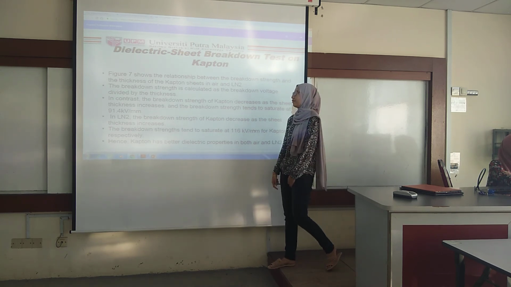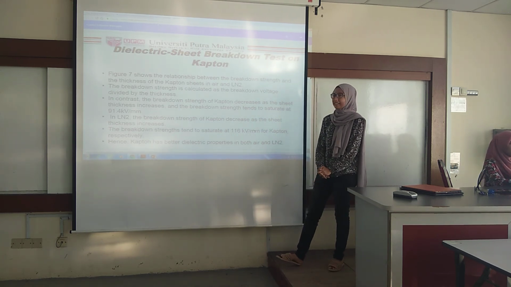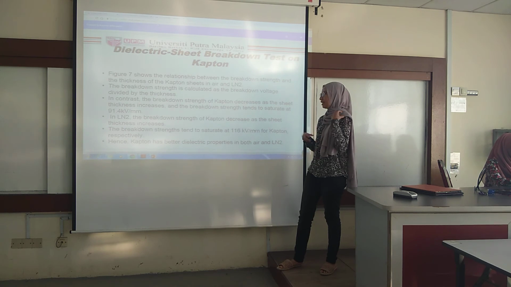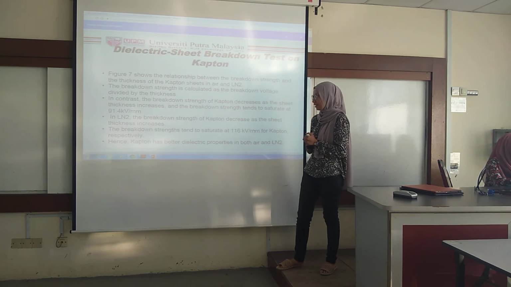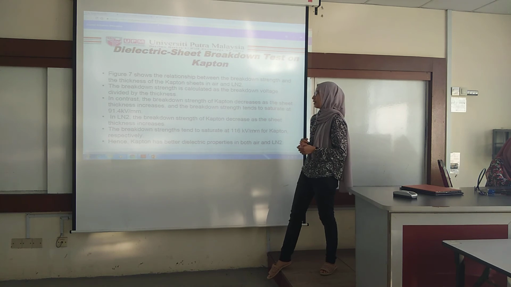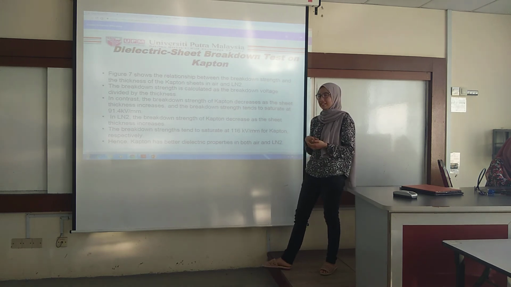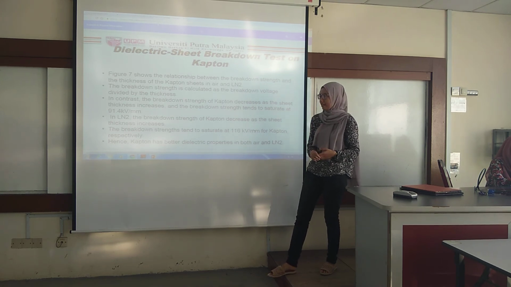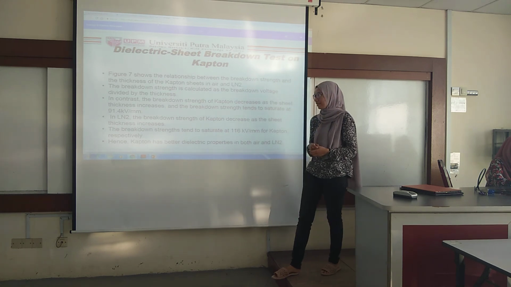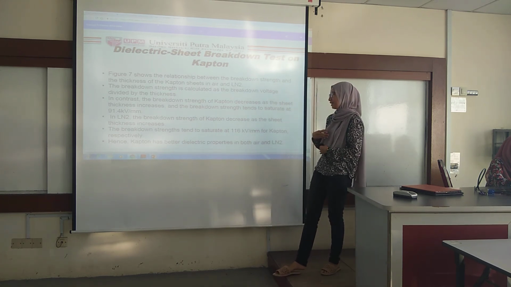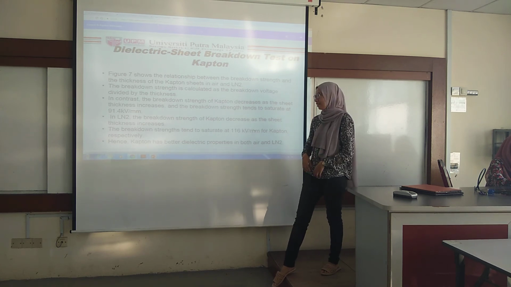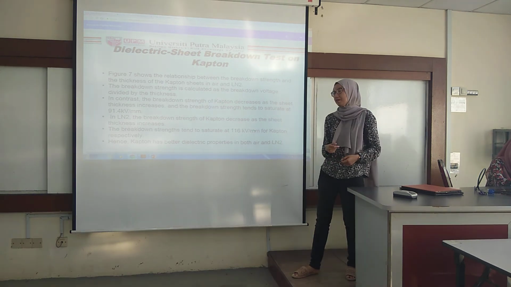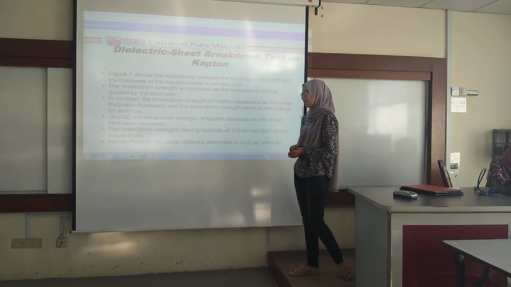Next, for the Kapton, the dielectric sheet breakdown test on Kapton. This shows the relationship between the breakdown strength and the thickness of the Kapton sheets in air and LN2. The breakdown strength of Kapton decreases as the thickness increases, and the breakdown strength tends to saturate at 91.4 kV per millimeter in air. Next, the breakdown strength tends to saturate at 116 kV per millimeter for Kapton in LN2.